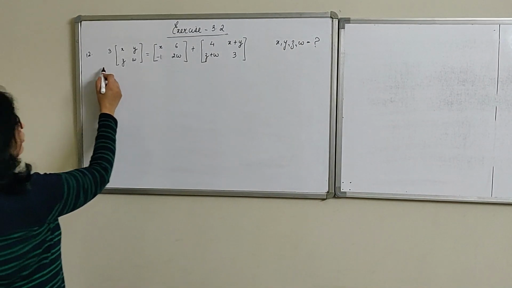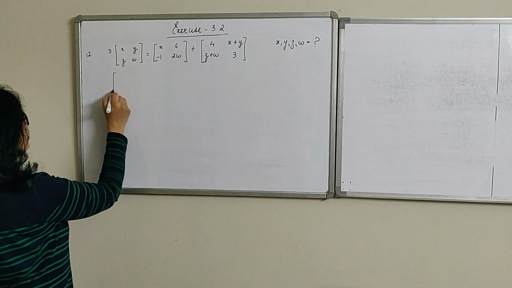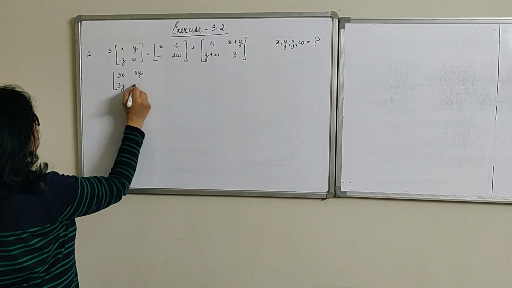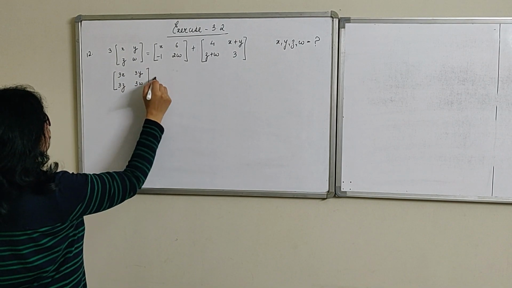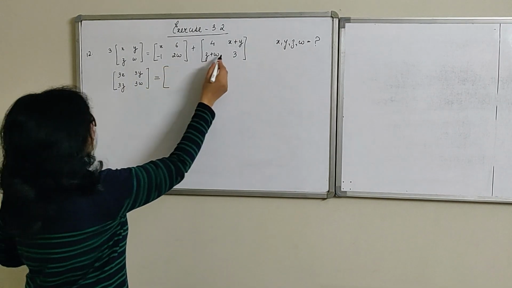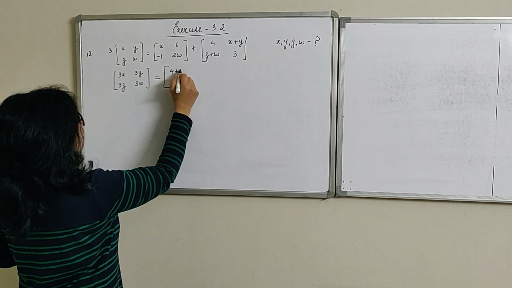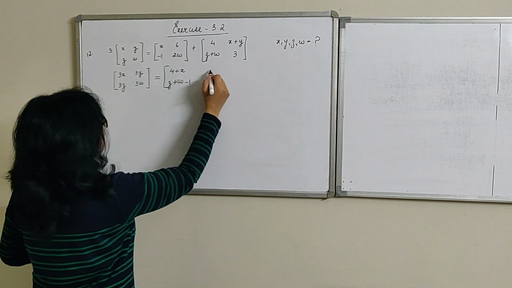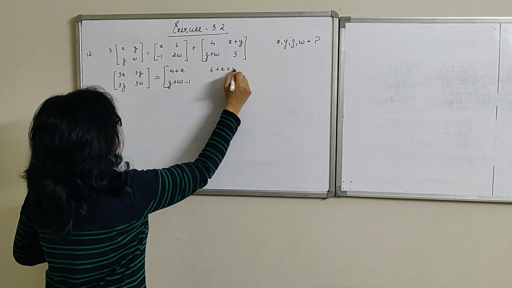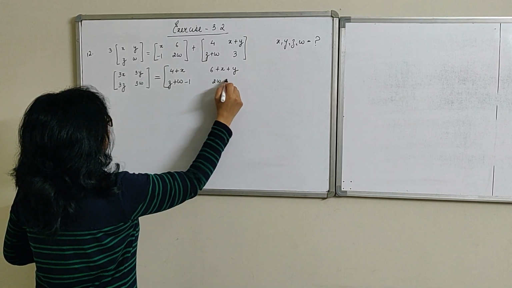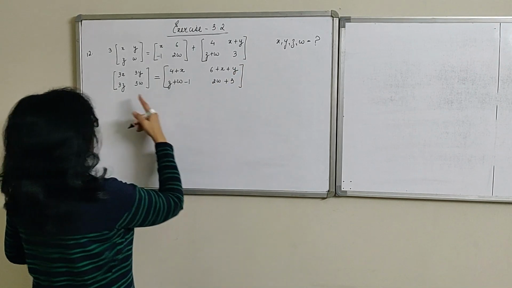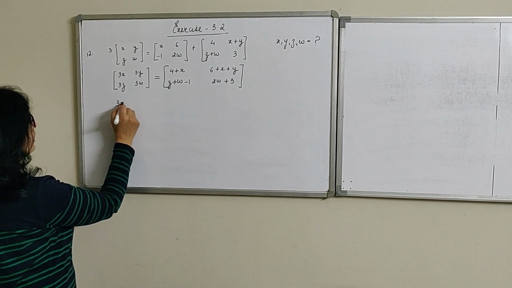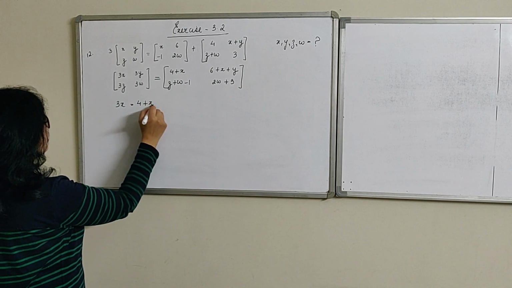So here, performing this scalar multiplication, 3x, 3y, 3z, 3w. On the right side, adding the two matrices, adding corresponding elements, we get z plus w minus 1, this is 6 plus x plus y, 2w plus 3. The two matrices have the same order. The matrices are equal, so equating the corresponding elements.